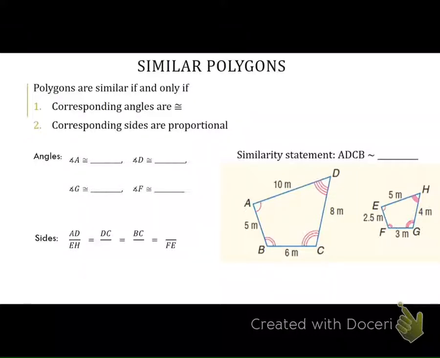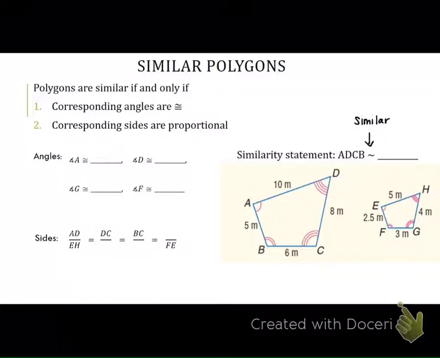So if you're looking at these two figures here, let's start with the similarity statement. You'll notice this little squiggly line. It kind of looks like the congruent symbol without the equals, right? So this little squiggly line means similar. So if you have a squiggly line in between the two, it's saying that polygon ADCB is similar to the polygon next to it. What polygon is it similar to? It's not the same size, they're just similar to each other. So Carmichael, what is ADCB similar to?